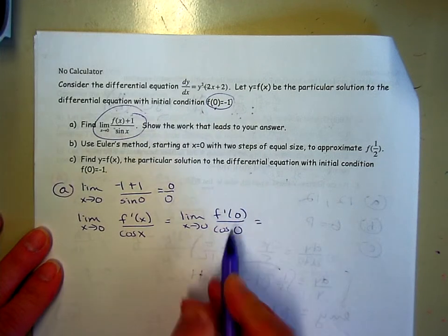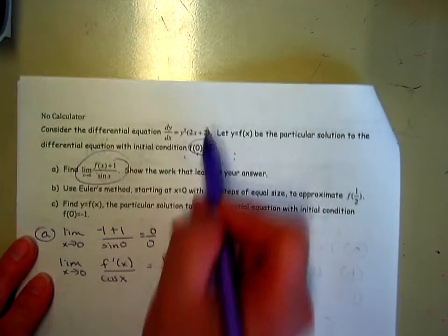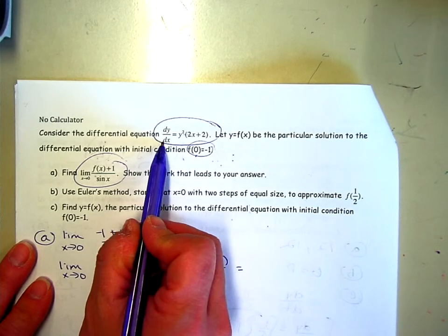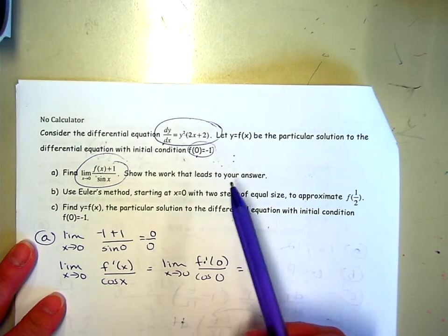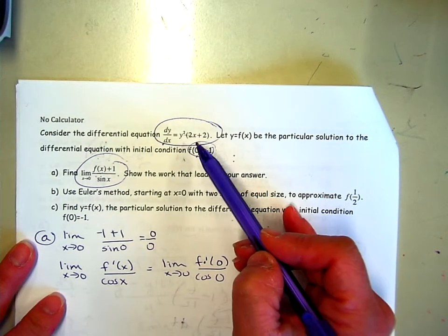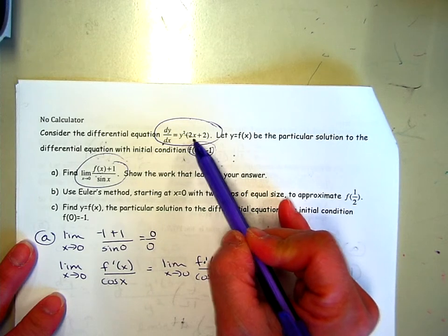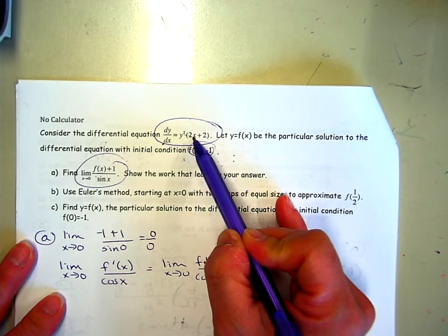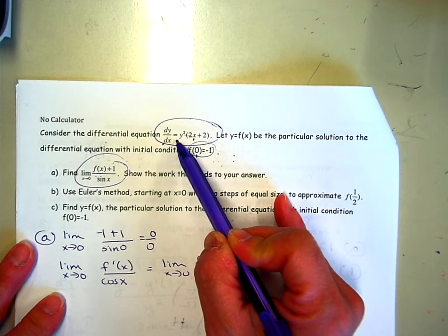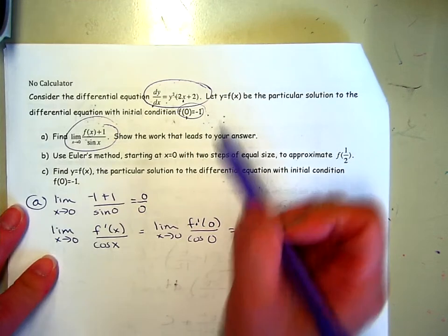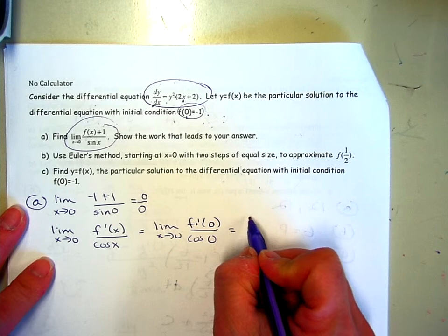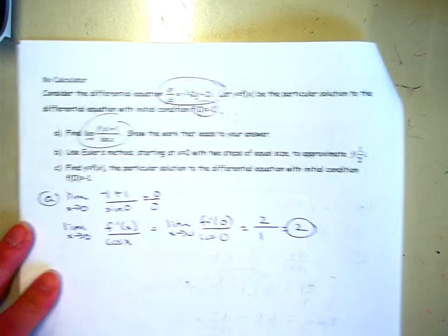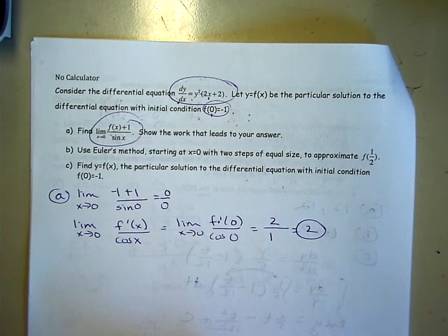Okay, f prime of 0, they give you the equation of f prime. This dy dx is the same as f prime. So if I plug in 0 here, and we know at 0 your y value is negative 1. So you're going to plug in 0 for x, y is going to be negative 1, and when you plug that in here, f prime of 0 is going to end up being 2, cosine of 0 is 1, so there's my limit. And this is your work that you're showing. They want to show that you're using L'Hopital's rule correctly.